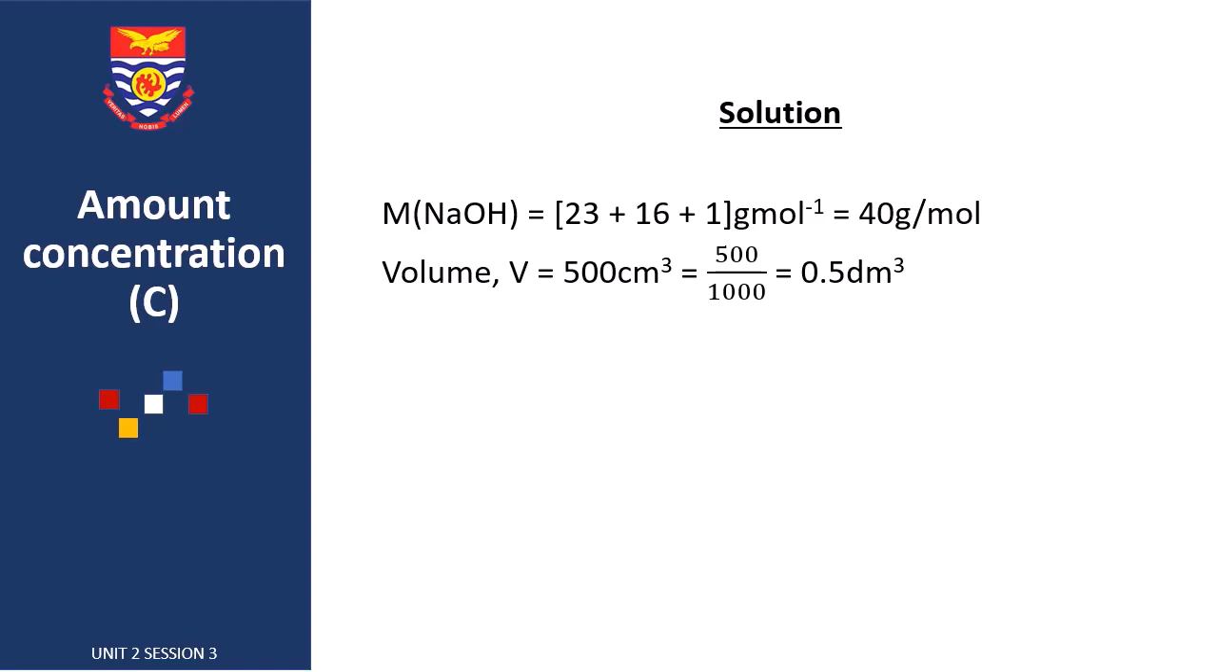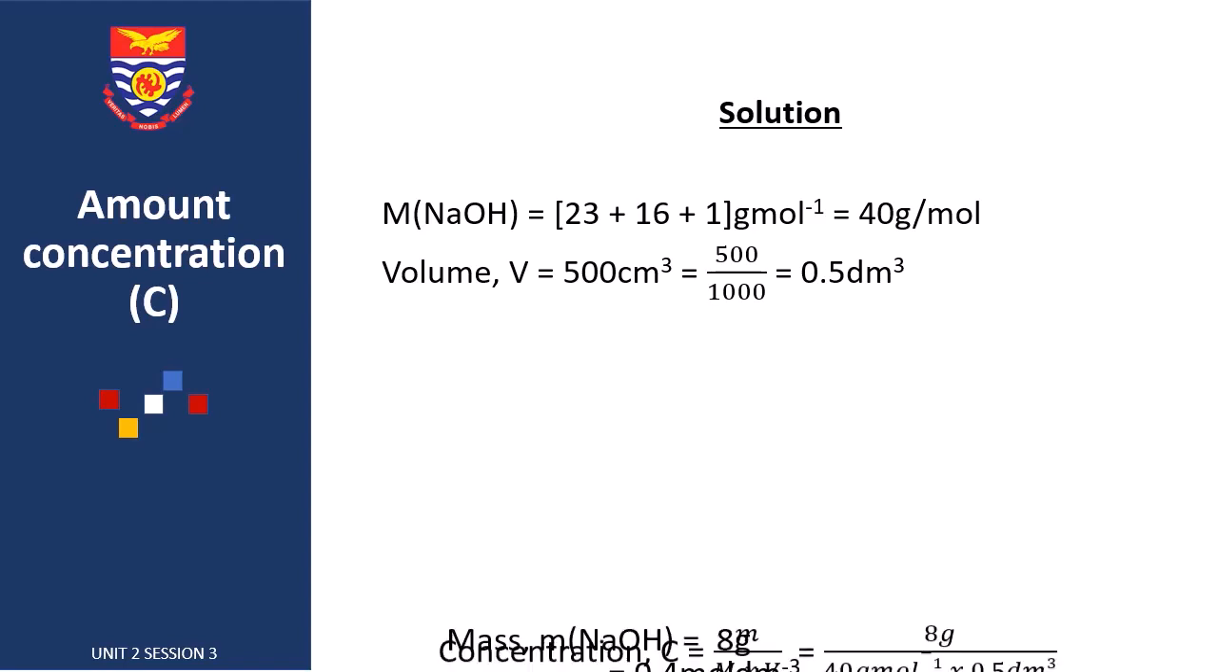Next is to check the volume. Is it in cubic decimeters? If it is, fine, we use it straight away. If it is not, then we would have to do our conversion, where we divide the 500 cubic centimeters given by 1000 to give us 0.5 cubic decimeters. In other words, if 1000 cubic centimeters is equal to 1 cubic decimeter, then 500 is equal to what? You cross multiply and you have this answer.